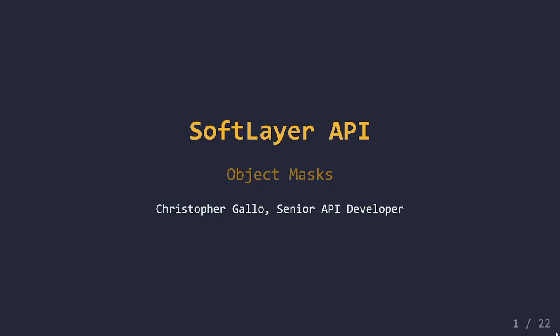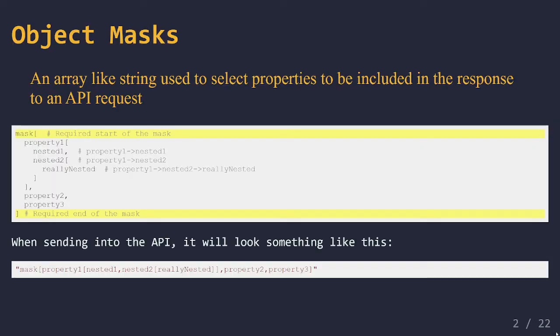My name is Christopher Gallo and I'm the Senior API Developer here. I'm responsible for maintaining the API documentation in our API open source libraries. And today we're going to talk about an API concept called object masks.